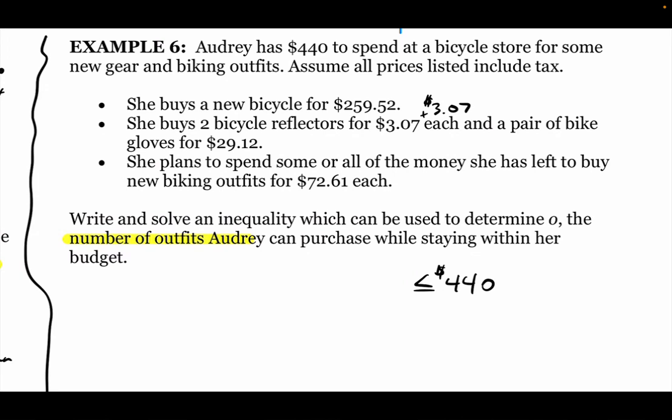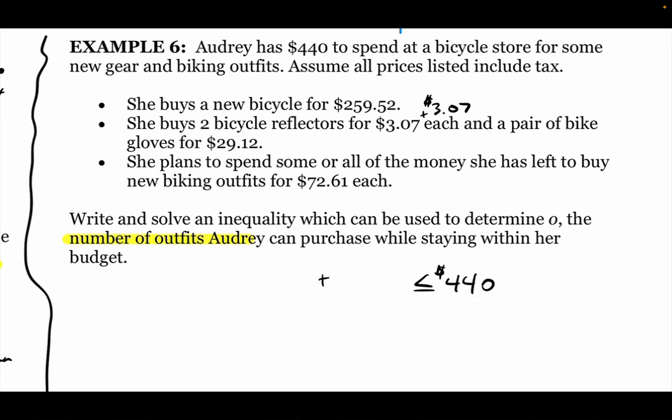So this is where it gets a little, not confusing, you just got to think about it. What's going to be the fixed cost? The stuff she already bought. Because you can't change the stuff you already bought. If I bought something for $259 and $3.07 and $3.07 and $29.12, if I already bought that stuff, I can't change that price. That price stays. There's no variability there, right?